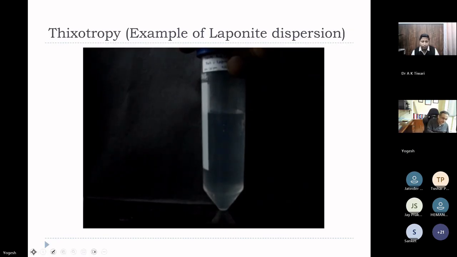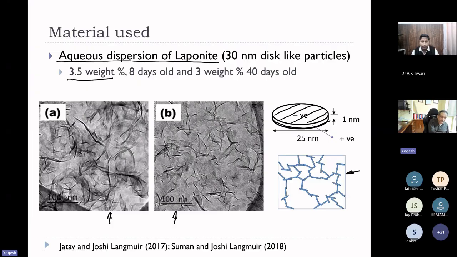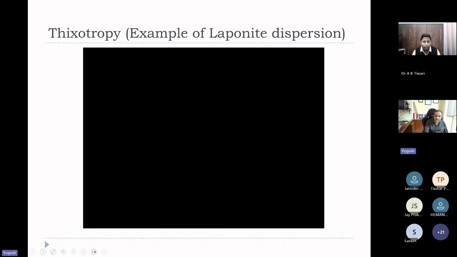For this case, we use 3.58% laponite. Laponite has a density of about 2.5, which simply means that the typical concentration used here in terms of volume fraction is about 1.3 to 1.4 percent. So when almost 98 to 99% water is present, just this 1.5 volume percent of material forms a beautiful space-spanning structure that supports its own weight.